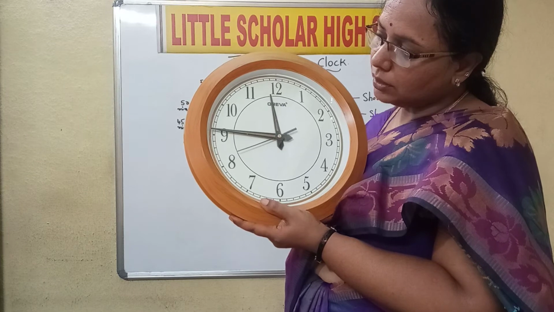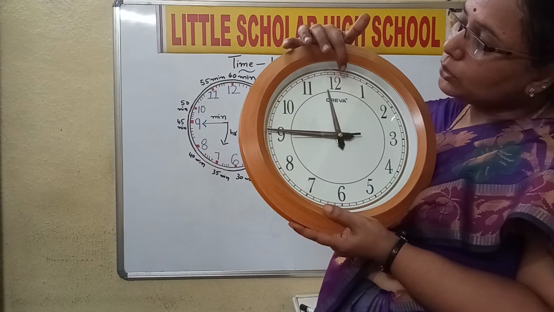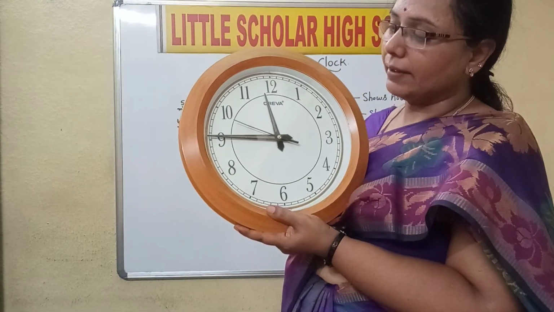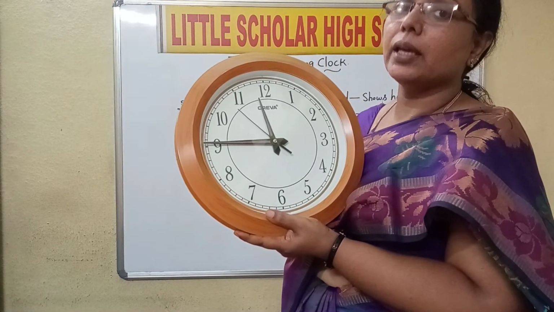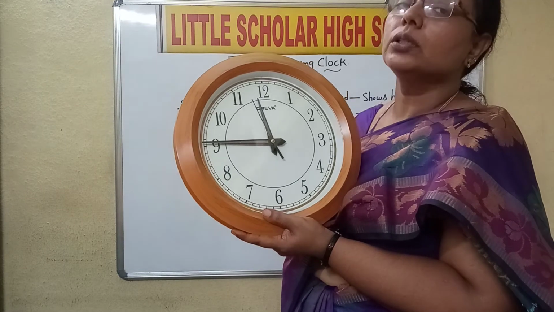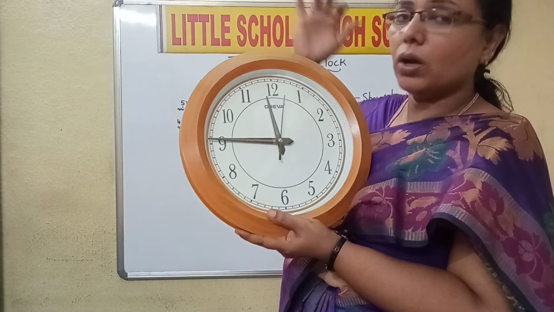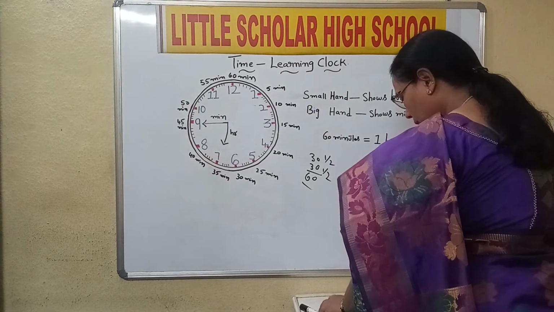Again, the big needle is on 9. The small needle is coming towards 12, but it is not there yet. So it is quarter to 11. Whenever the big needle is on 9, we will say quarter to 11, quarter to 12, quarter to 1, depending upon the small needle. Okay, children? Now, let me do one more.